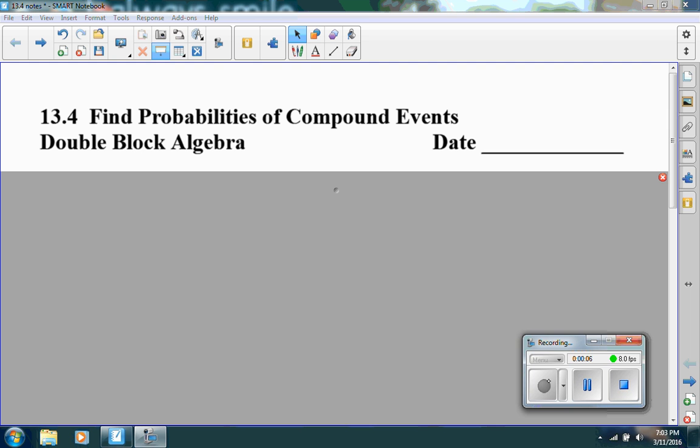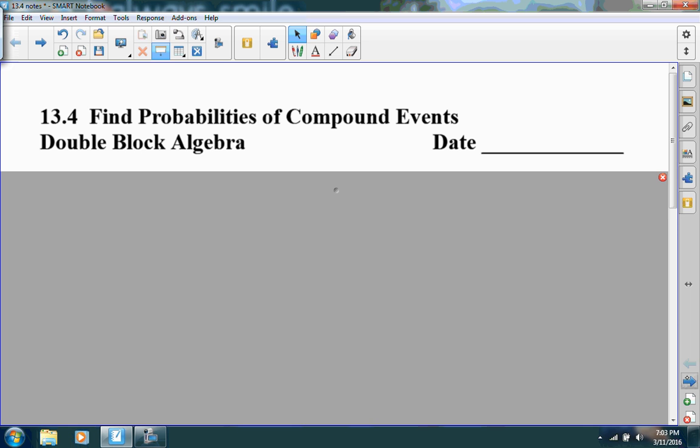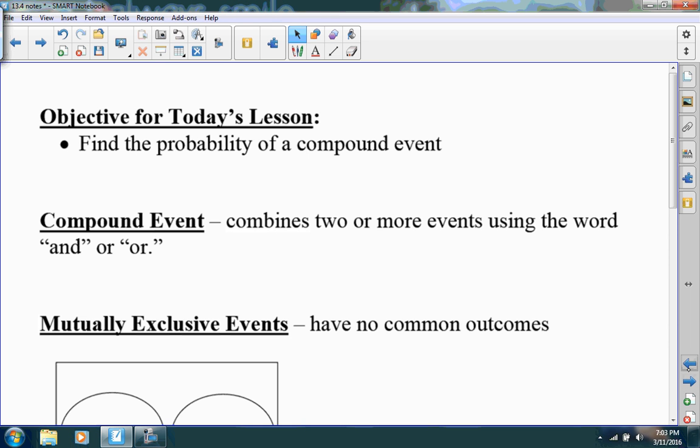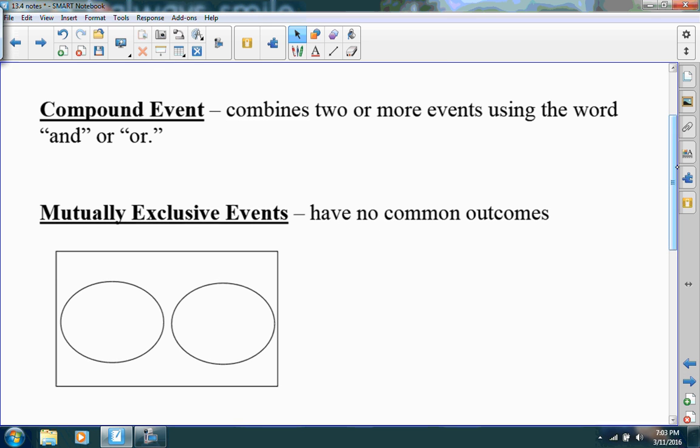These are the notes for 13.4 entitled Finding Probabilities of Compound Events. And today we're going to find the probability of a compound event. A compound event is when you're combining two or more events using the word and or or. And we're going to talk about what that means in a moment.